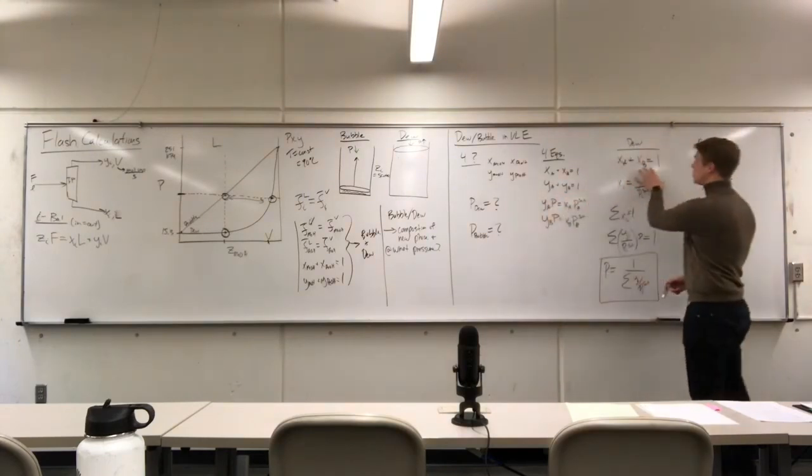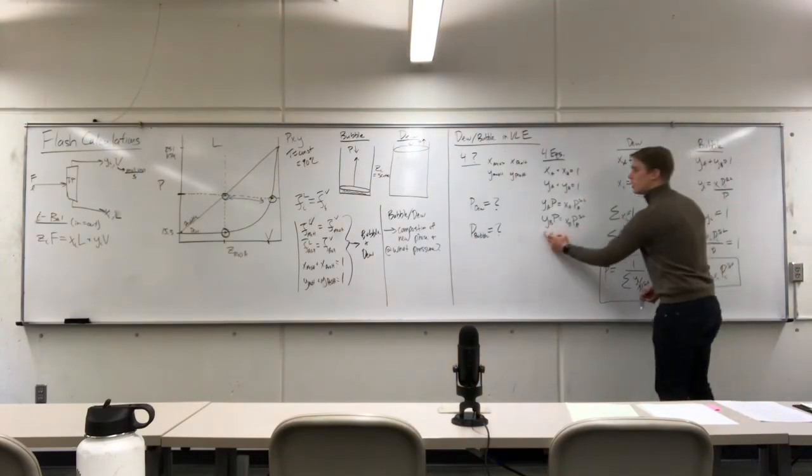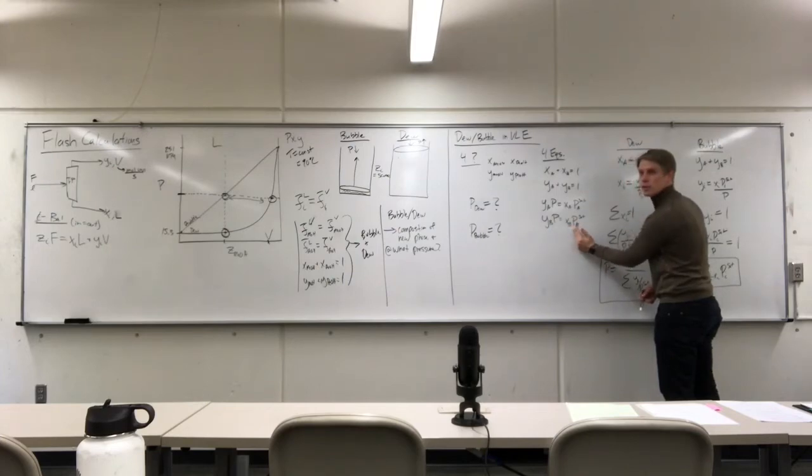Vice versa, if I'm doing the dew curve, I know the composition of the vapor, I know the system pressure, I know the saturation pressures of the pure components, and then I can solve for the individual species.